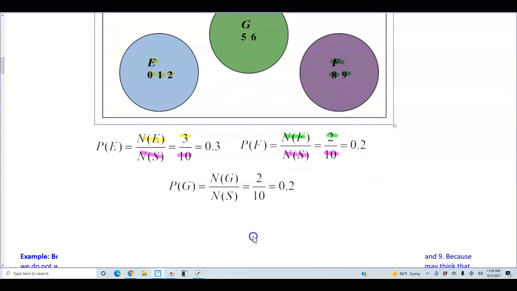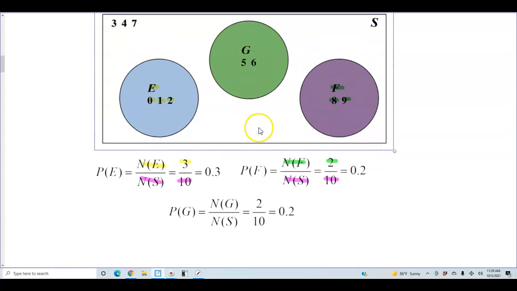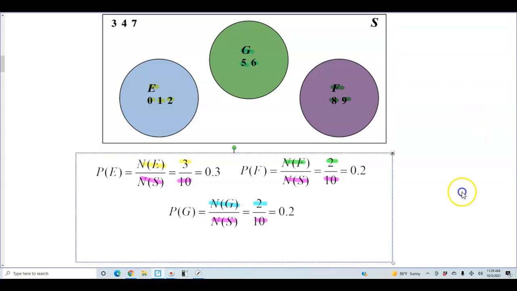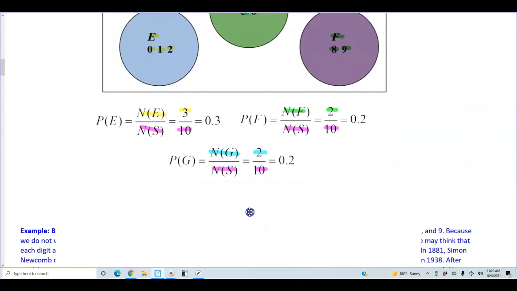Okay, now, what about event G? Well, what is the probability of event G? Well, we know that in event G, the number of outcomes is 2. So we have 2 over the total amount that's in the sample space, which is 10. So therefore, this is 2 divided by 10.